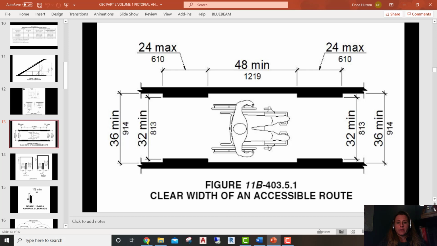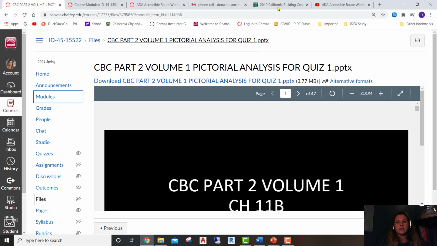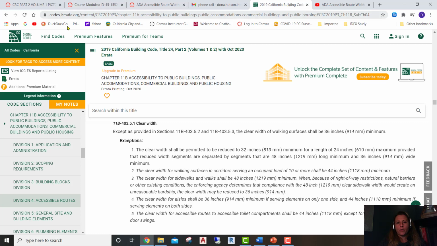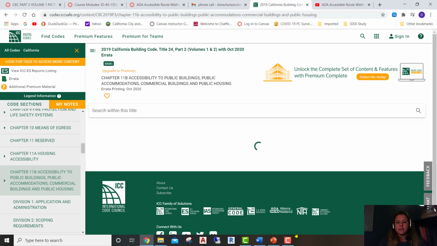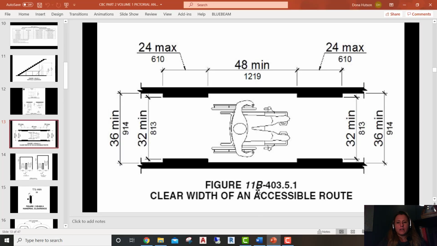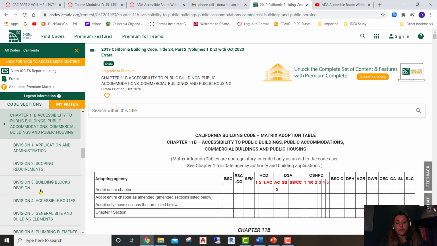So let's go to code. I'm going to take you to the internet, and then we're going to check out iccsafe.org. That was the website we went to for our free code online that we were evaluating last week. So I've gone to the CBC Title 24 Part 2, and I've looked over here on the left-hand side where our additional information and our chapters are. So let's see, we've got chapter 10, 11, 11A, we're in 11B. I'm going to click there, and let's take a look at that PowerPoint again. 11B-403.5.1. Okay, so we're going to be looking for division 4. Aha, accessible routes. We're going to click there.